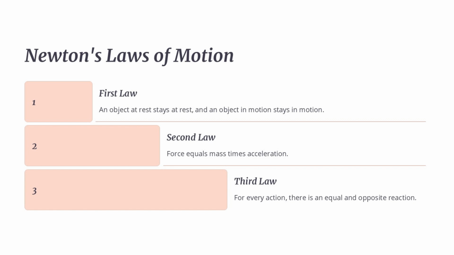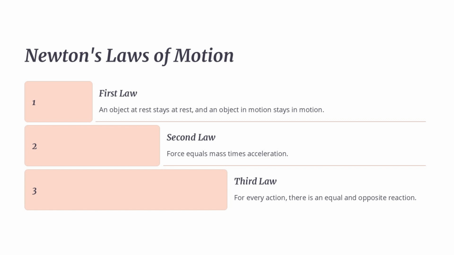The first law states that an object at rest will stay at rest, and an object in motion will stay in motion, unless acted upon by an external force. The second law tells us that the force acting on an object is equal to its mass times its acceleration. This explains how objects accelerate under the influence of a force.